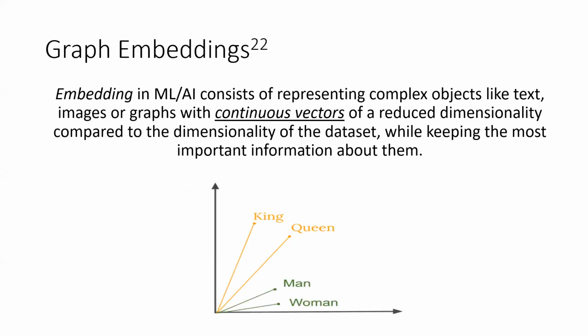And now we go to graph embeddings, which we already saw twice. Embedding in general in ML and AI consists of representing a complex or unstructured object, which could be text, images, or graphs, with a continuous vector. What is a continuous vector? It is a vector of continuous numbers, usually of reduced dimensionality. That means the number of values that constitute this vector is relatively small compared to the dimensionality of the dataset, while keeping most of the important information about them.